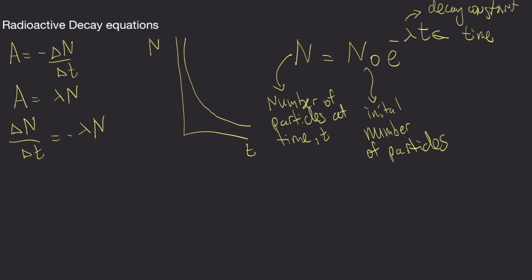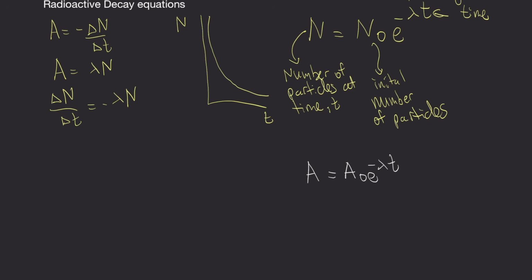Since A is lambda N, we can also write exactly the same equation. It also holds for the activity. A is equal to A naught e to the minus lambda multiplied by t. Very often we may have to use this equation and rearrange it for t.